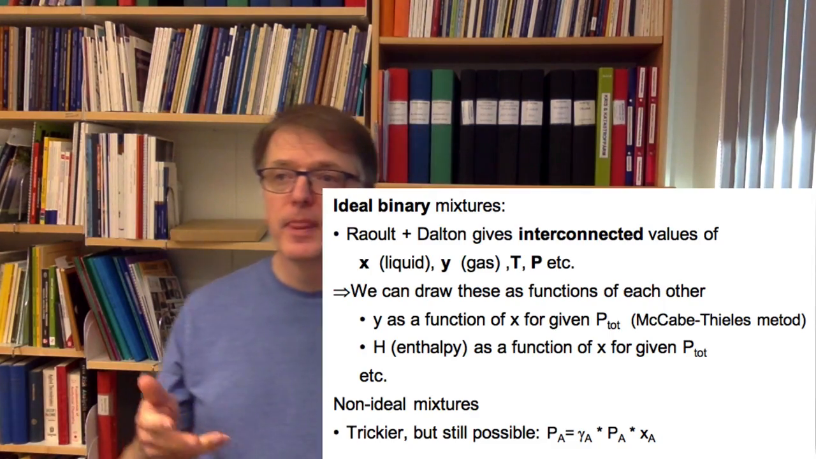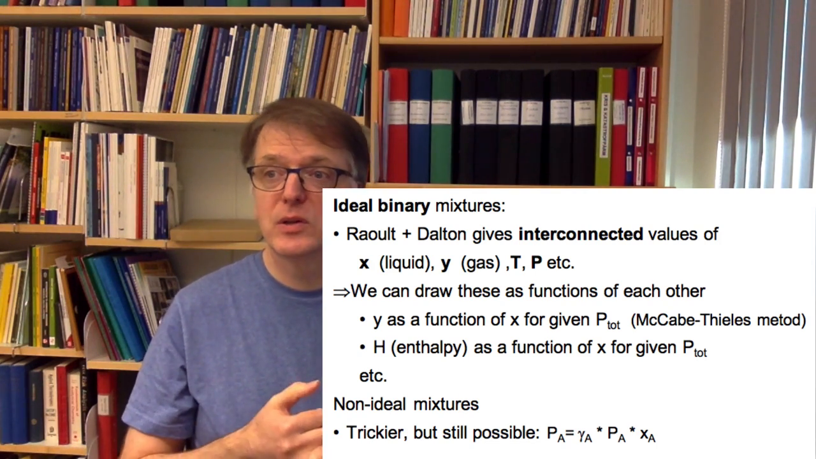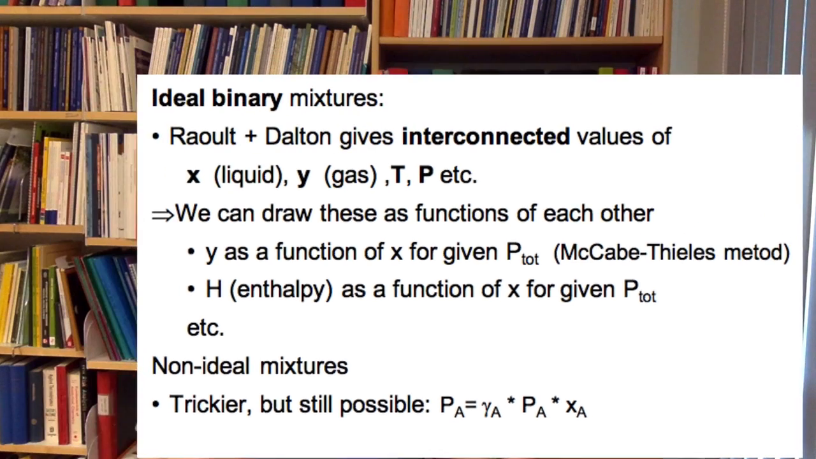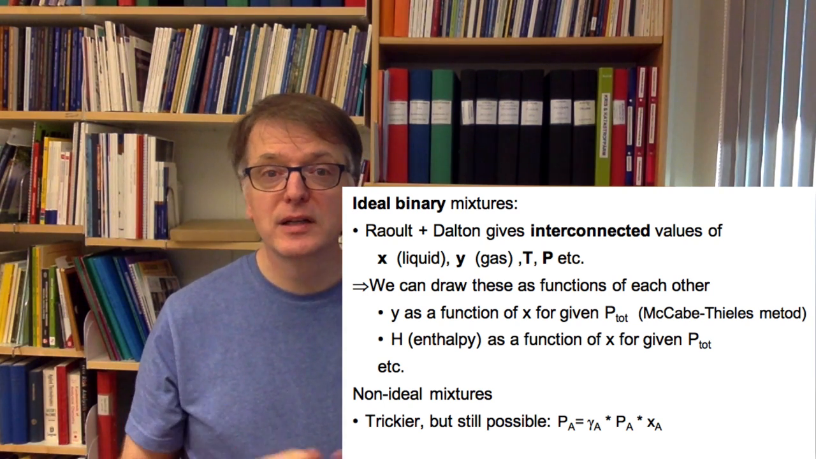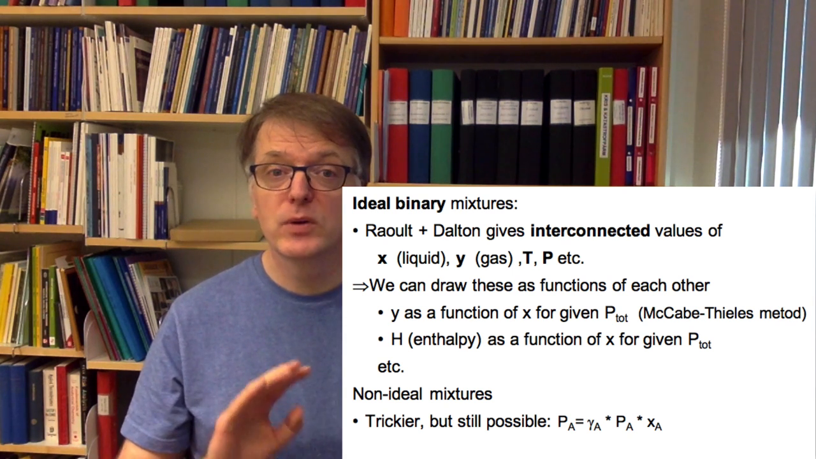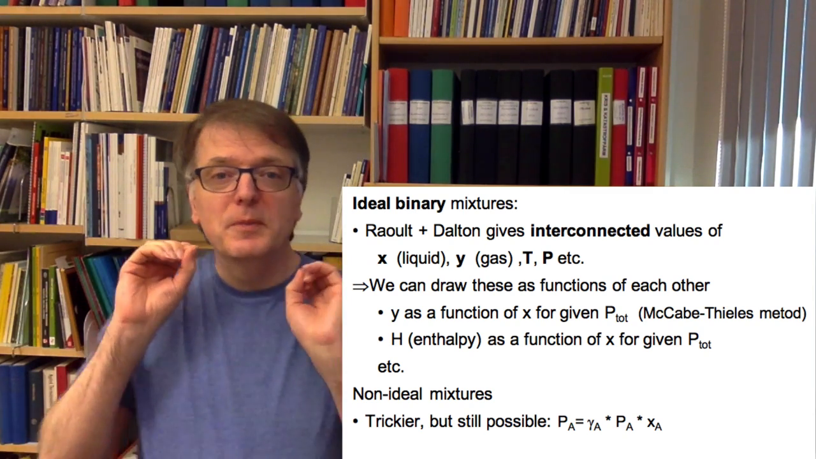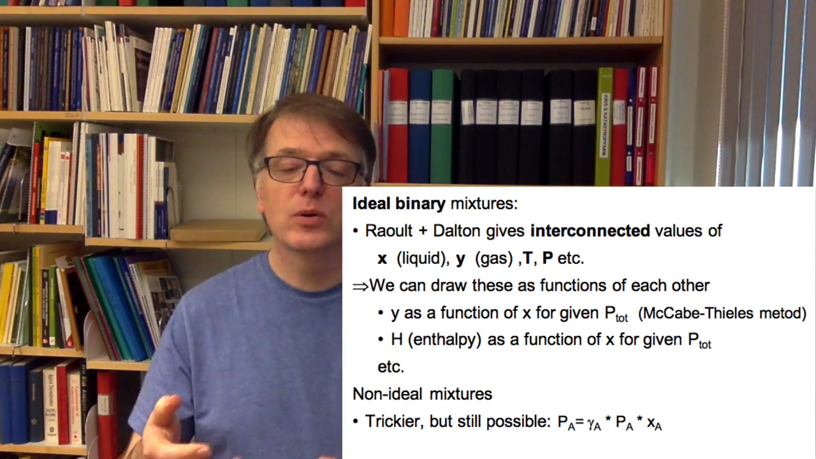So to conclude, we have seen that for ideal binary mixtures, you can use Raoult's law and Dalton's law to calculate interconnected values of X, Y, T, P, and so on. And we can then draw these as functions of each other, for example, in a PX diagram or a TX diagram or XY diagram and so on. And we could do this also for non-ideal mixtures, but it's trickier and we won't do that in this course, but it's still possible. And what we mainly will be using in this course is XY diagrams, and then we'll use McCabe-Thiele's graphical method to solve distillation problems.